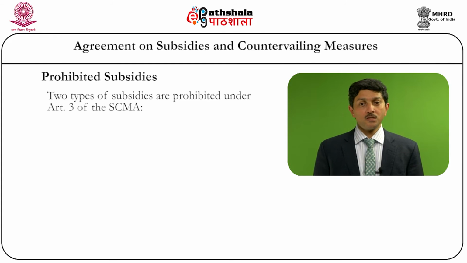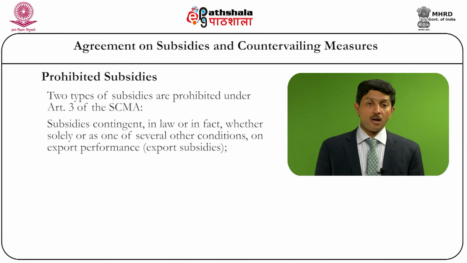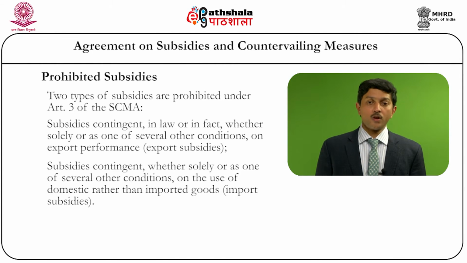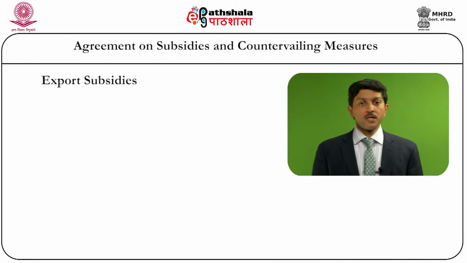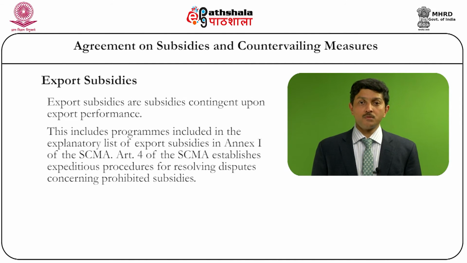The two types of subsidies which are prohibited include, as I mentioned earlier, subsidies contingent either in law or in fact, whether solely or as one of several other conditions, on export performance, which are called export subsidies, and subsidies contingent, whether solely or as one of several conditions, on the use of domestic rather than imported goods, called import substitution subsidies. The export subsidies are subsidies contingent on export performance. This includes programs included in Annex 1 of the SCM agreement.